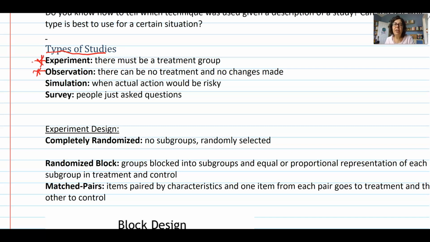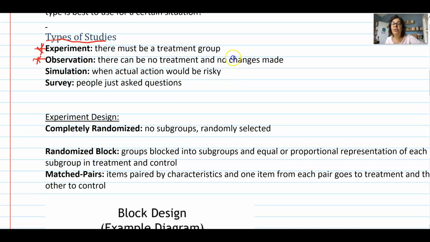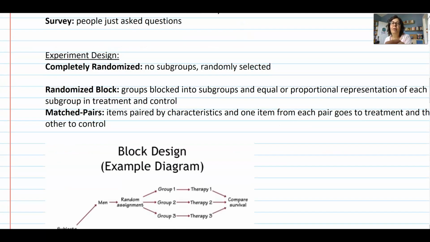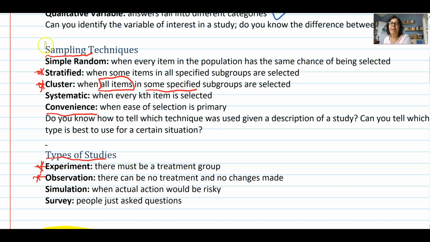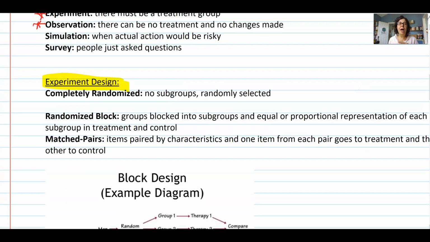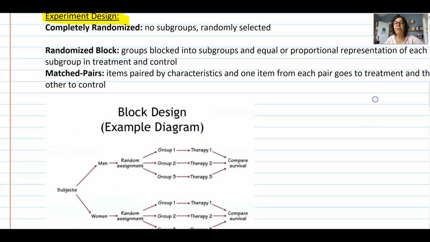All right, simulation and survey, it explains itself. I just want to underline one of the purposes of this video: experiment design. First of all, experiment design and a sampling technique are two different things. Sampling technique is the way that you are scooping from your experiment. Experiment design is how you design it. It's something to do with the bigger picture. So there are three big designs: completely randomized, randomized block, and match pair.